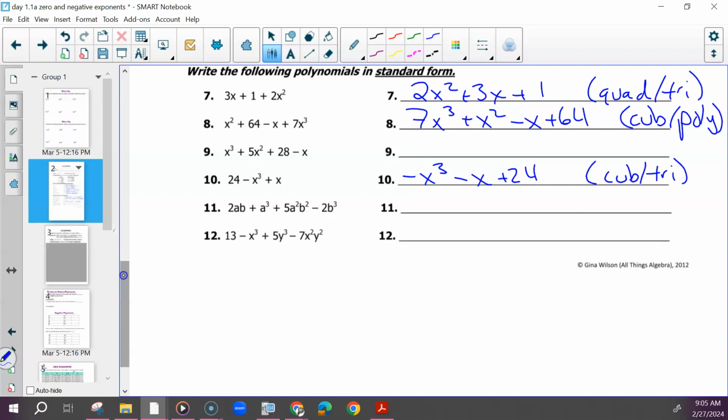Okay. 11 and 12 are a little different because now we have two different variables. So it's still ABC order. We would need A first and highest exponent, so A to the third. Then we're decreasing in exponents with A, so then 5A squared B squared. Then we still have something with an A, so 2AB. Now we no longer have any A, so we can do just B by itself.